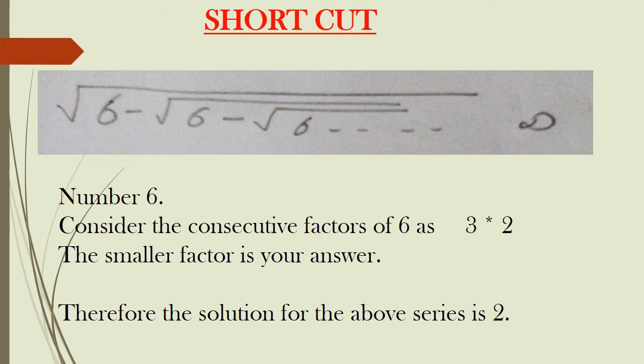Let's consider one more example. Let's do it orally. Under root 20 minus under root 20 minus under root 20 till infinity. Now the number is 20. Second step, consecutive factors, which will be 5 into 4. Now the series had a negative sign, so we will consider the smaller factor, which is 4. The answer will be 4.